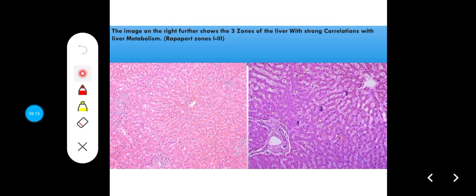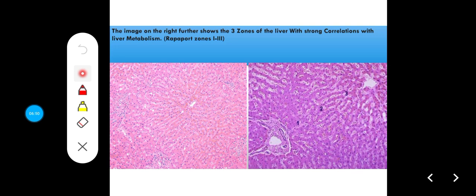Now look at this one also. The central vein, then the irregular cords of cells radiating away from the center. Then the faint hexagonal outline. It's not really clear here. So this one too. Central vein, irregular cords of cells radiating away from the center. Then fenestrated sinusoids. So this one is the portal triad. Now, the image, let's read the notes.